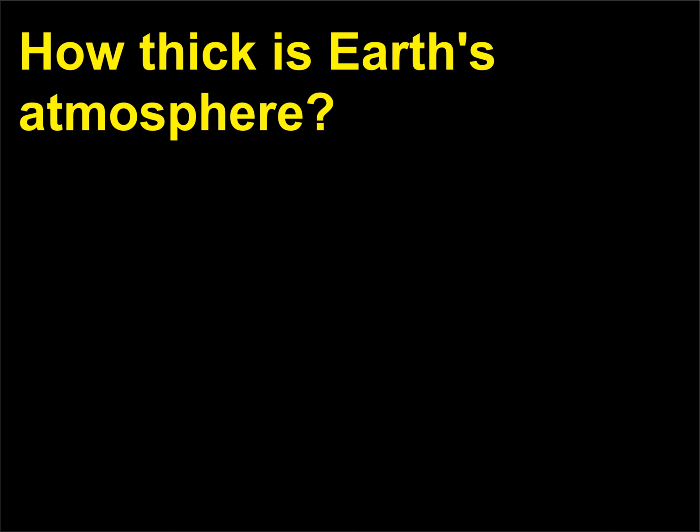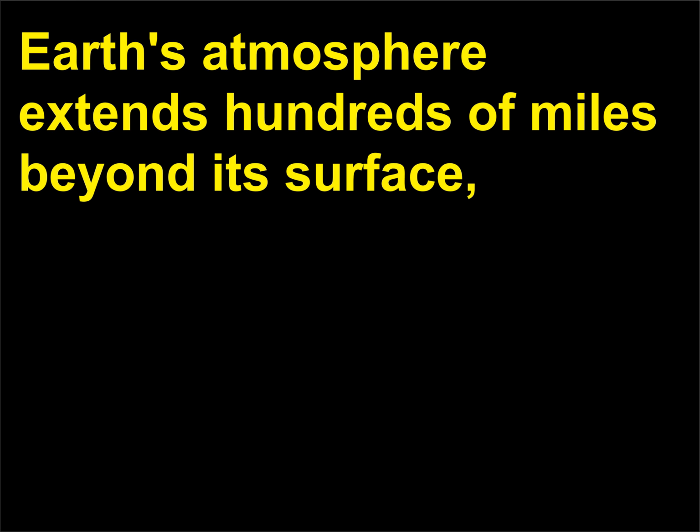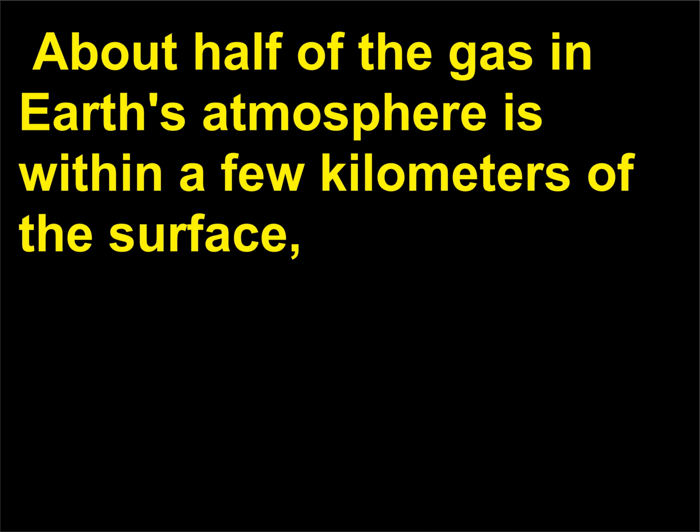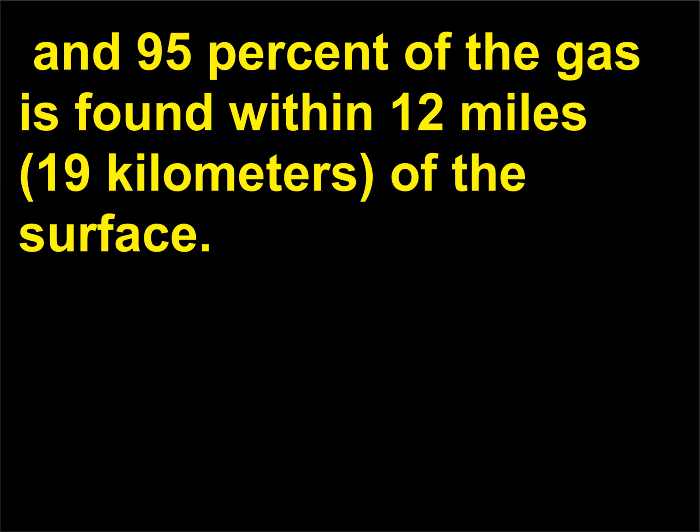How thick is Earth's atmosphere? Earth's atmosphere extends hundreds of miles beyond its surface. But it is much denser at the surface than at high altitudes. About half of the gas in Earth's atmosphere is within a few kilometers of the surface. And 95% of the gas is found within 12 miles, 19 kilometers, of the surface.